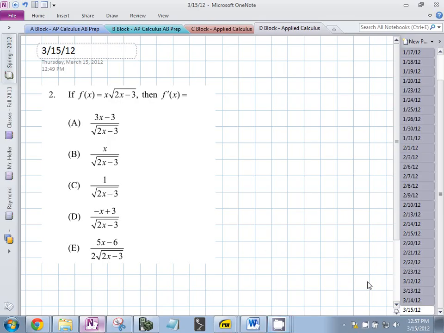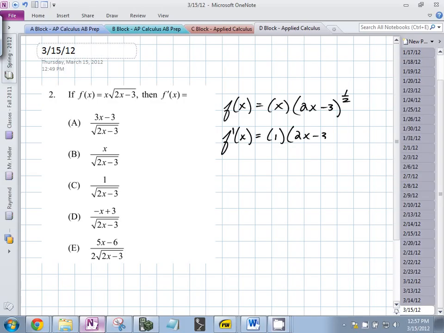What's the overall differentiation rule we're going to need to use? What is it? Product rule. You have f of x equals x times (2x minus 3) to the 1/2. You have to use the product rule. So f prime of x is going to be equal to the derivative of the first times the second plus the first times the derivative of the second.